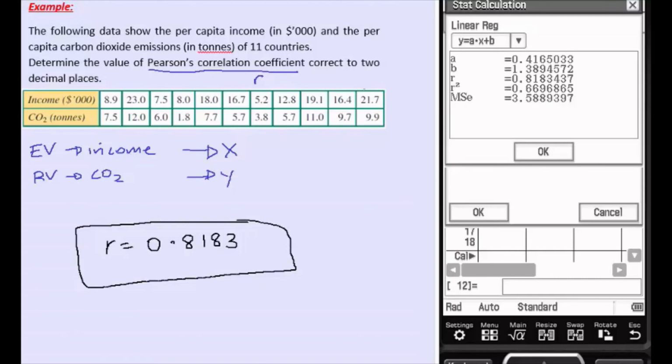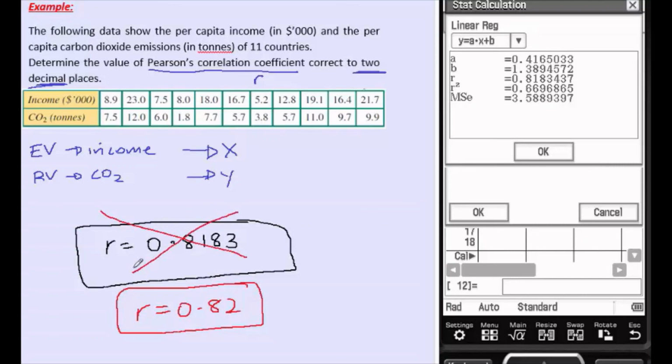Have I answered the question? I don't think so, because here I've noticed that it's just said 2 decimal places. So therefore, my answer should be R equals 0.82. So what I'll do is I'll put that in the box and I'll make it clear to the examiner that that's not actually my answer and that this is my answer here. And they'll be delighted.